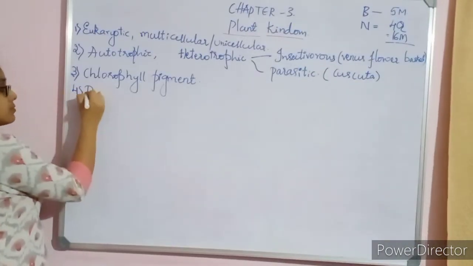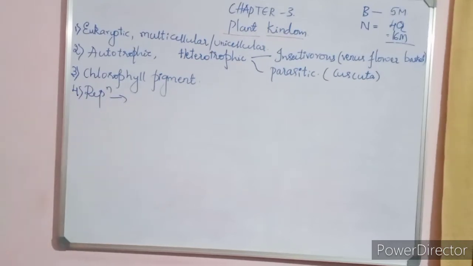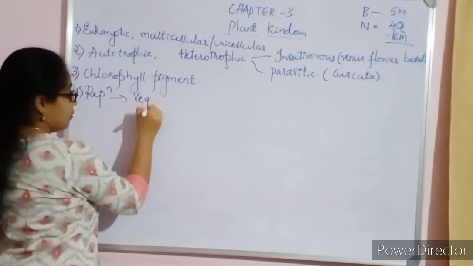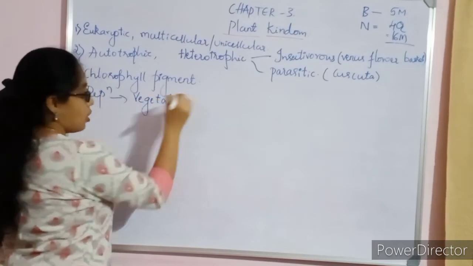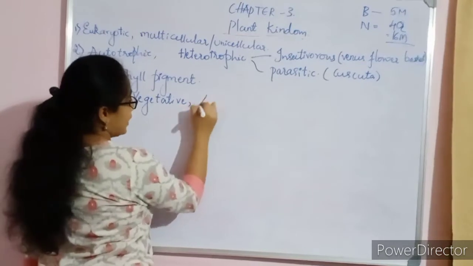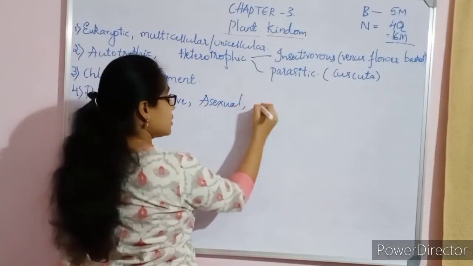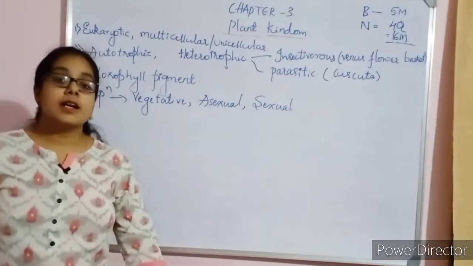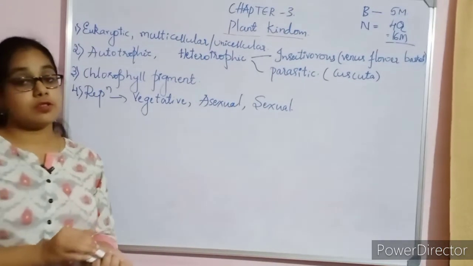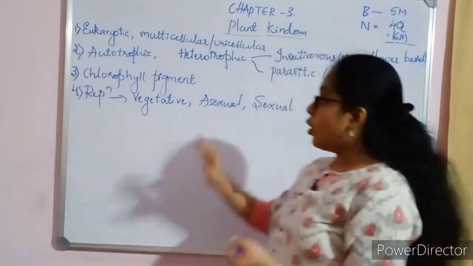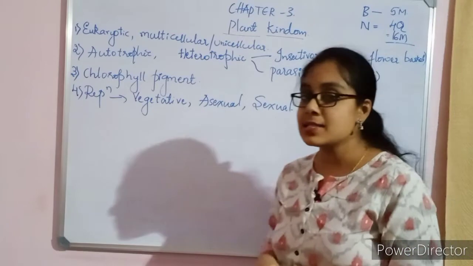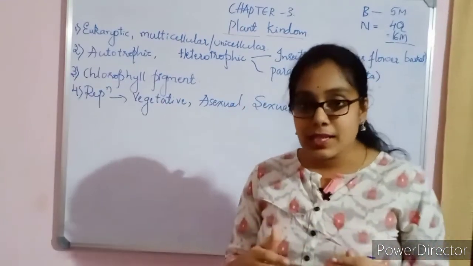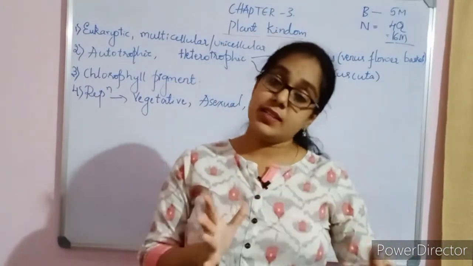And next, we have studied their reproduction. So how does the process of reproduction take place in plants? It may be by vegetative method or by asexual method or by sexual method. So these are the different kinds of reproduction you can see in plants. Clear? So these are all the basic characters which we studied in our last chapter, that is in biological classification.